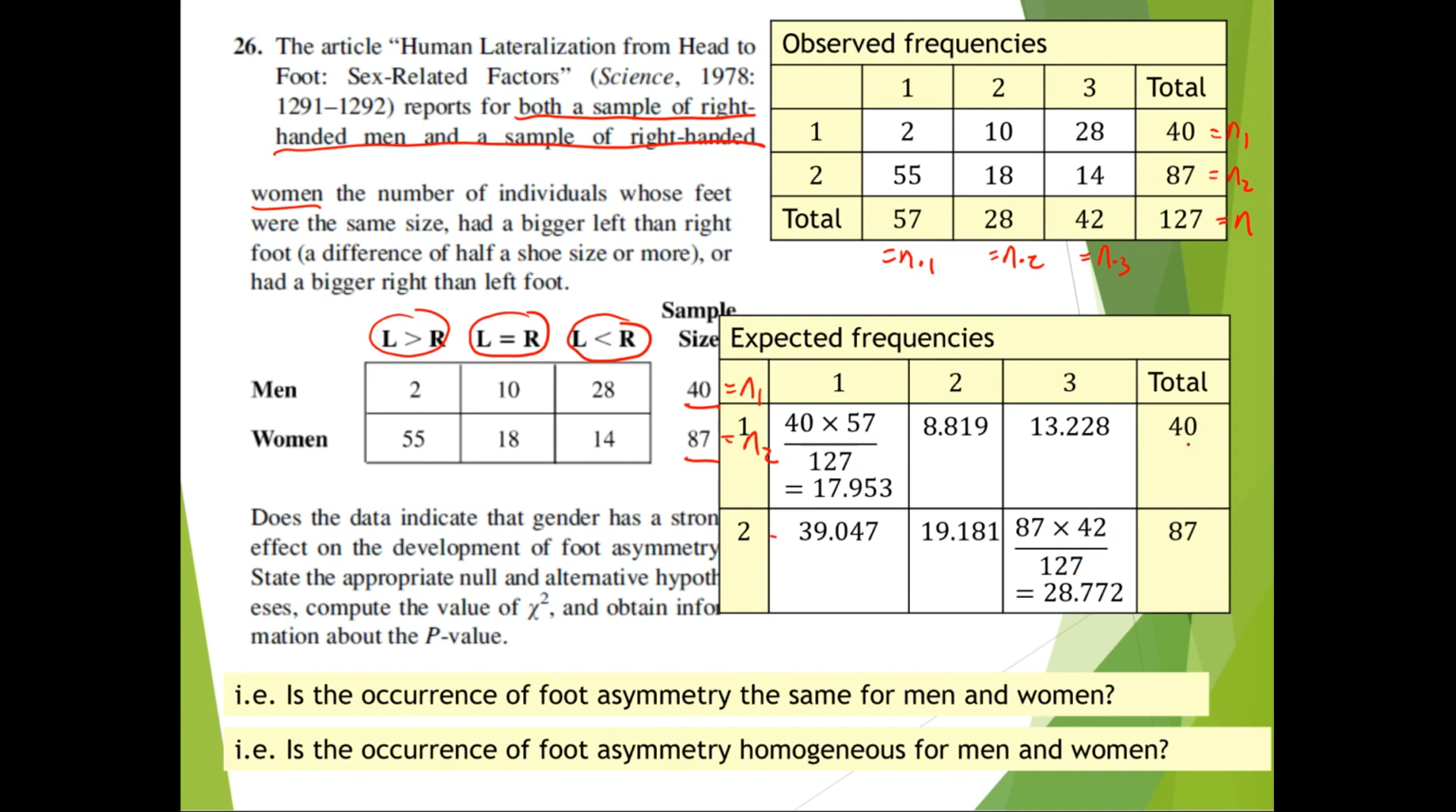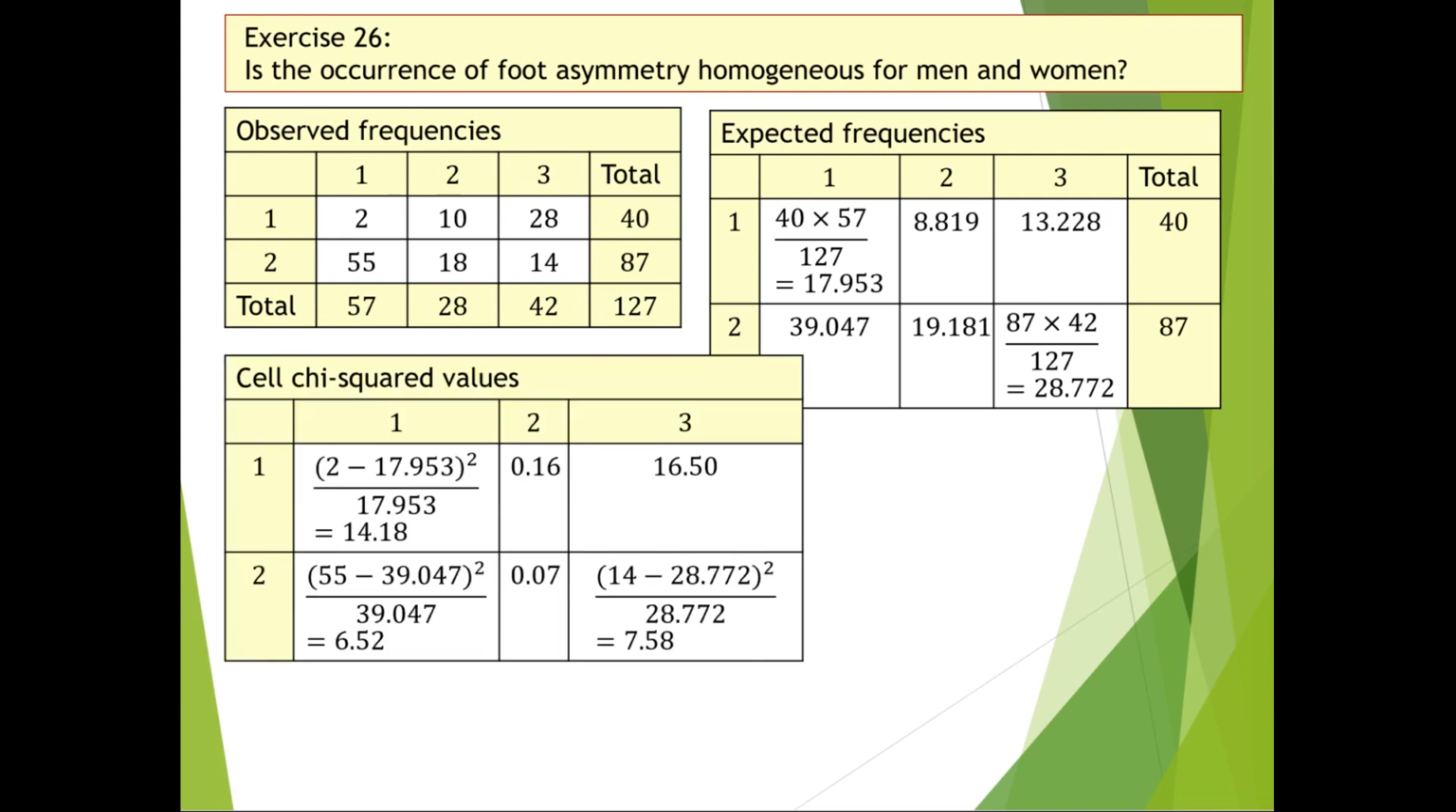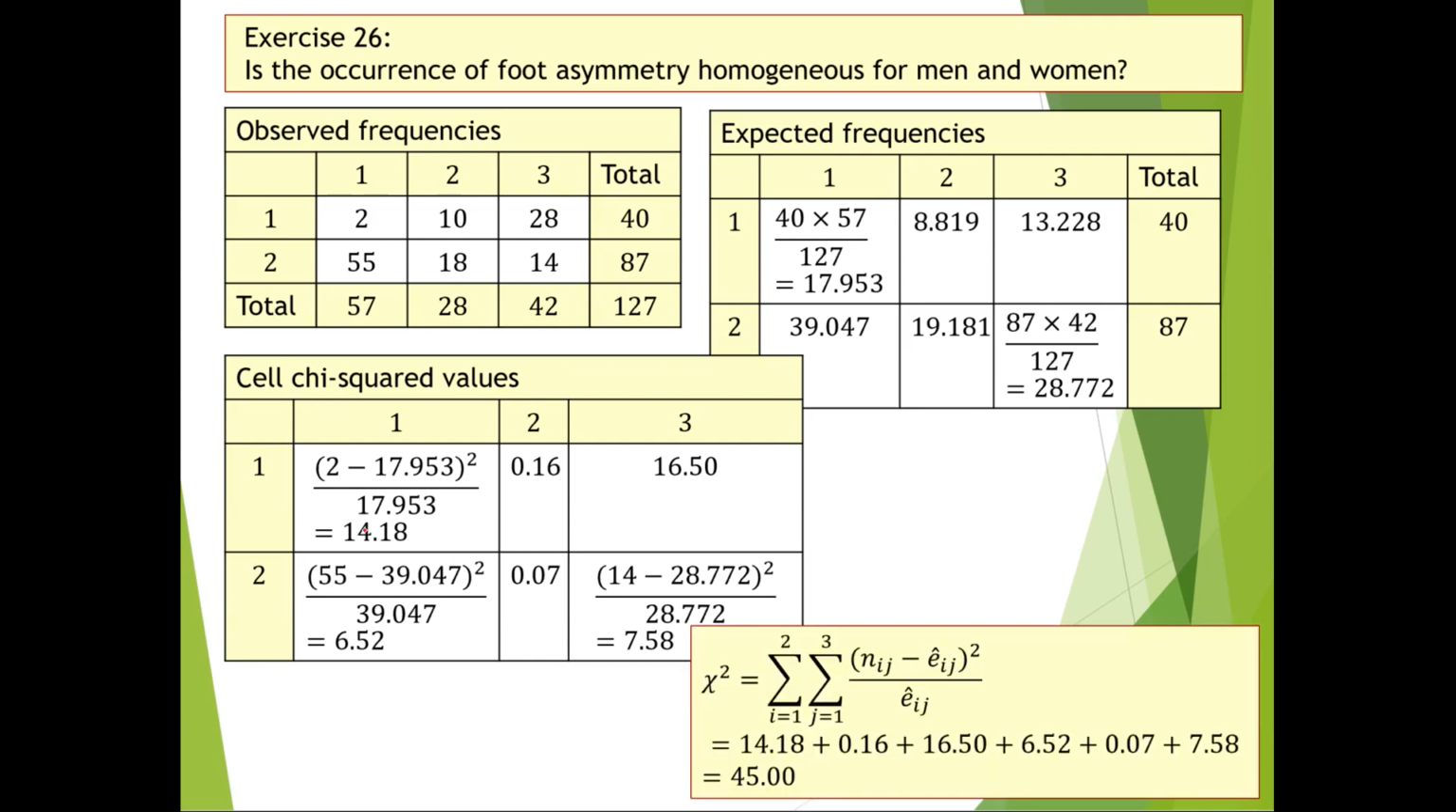And then you have to work accurately enough so that your expected frequencies in total add up to the same as the observed frequencies. And now you can go ahead and calculate your chi-square test statistic. You compare your observed frequency to your expected frequency, square that value and divide by the expected frequency. And there you have your so-called cell chi-squared values. And the sum of all of them, in other words, 14.18 plus 0.16 plus 16.5 plus 6.52 and so on, gives you a value of 45.